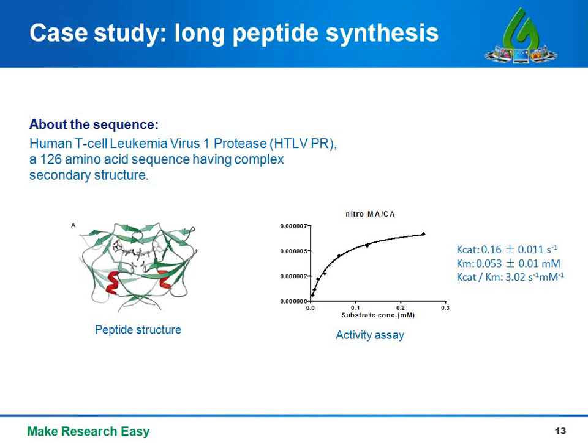Shown here is a case study that demonstrates the versatility and capability of GenScript's long peptide synthesis technologies. A customer requested synthesis of an active portion of human T-cell leukemia virus 1 protease, which is a 126 amino acid long sequence that requires a complex secondary structure for activity. GenScript used a combination of solid phase peptide synthesis and ligation technology to produce the peptide. Afterwards, the activity of the peptide proved that it was an active protein capable of catalytic activity.